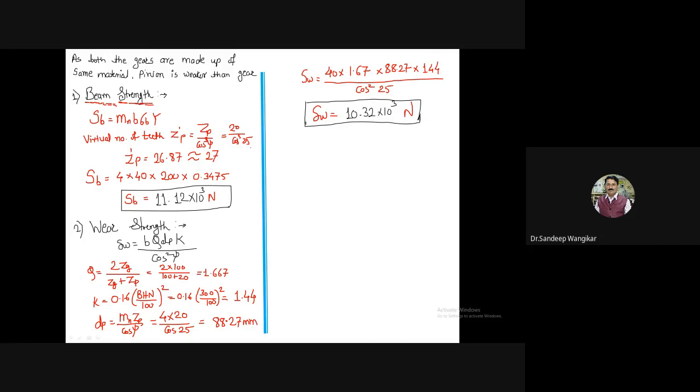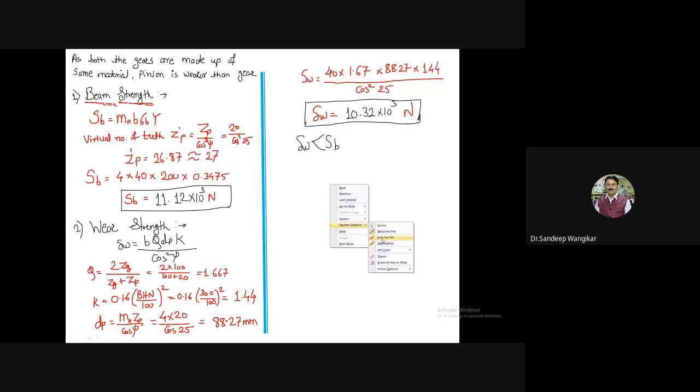Now, let us compare between these two before proceeding for the next step. So SW is 10.32 into 10 raised to 3, SB is 11.12. So by comparing these two, I can highlight that in this case SW is less than SB.